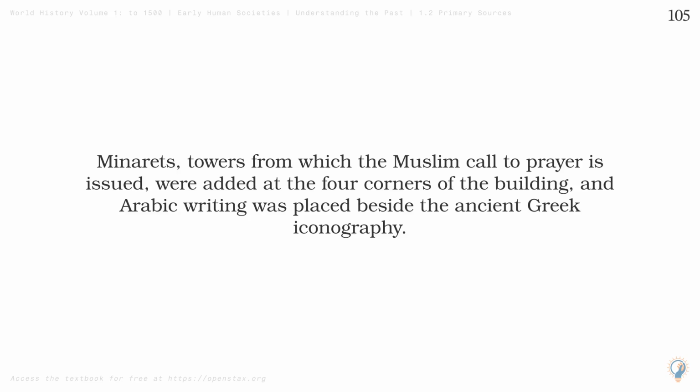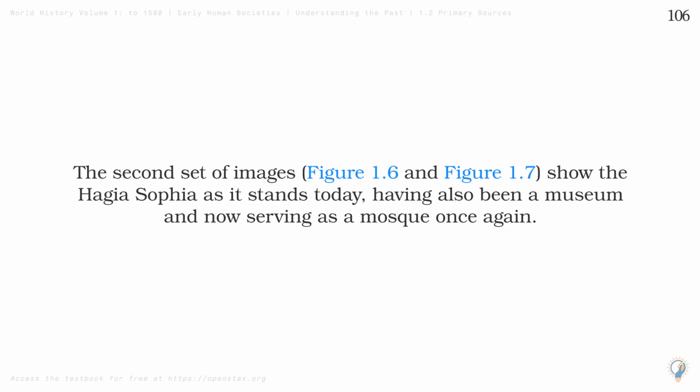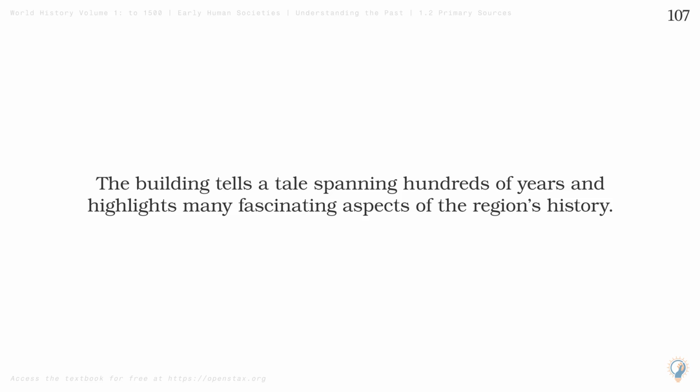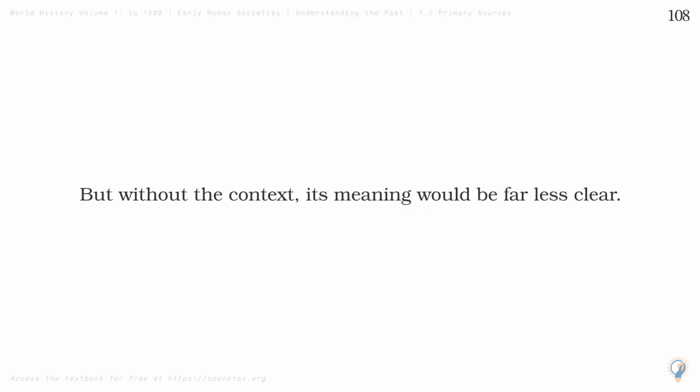Minarets, towers from which the Muslim call to prayer is issued, were added at the four corners of the building, and Arabic writing was placed beside the ancient Greek iconography. The second set of images, Figure 1.6 and Figure 1.7, show the Hagia Sophia as it stands today, having also been a museum and now serving as a mosque once again. The building tells a tale spanning hundreds of years and highlights many fascinating aspects of the region's history. But without the context, its meaning would be far less clear.